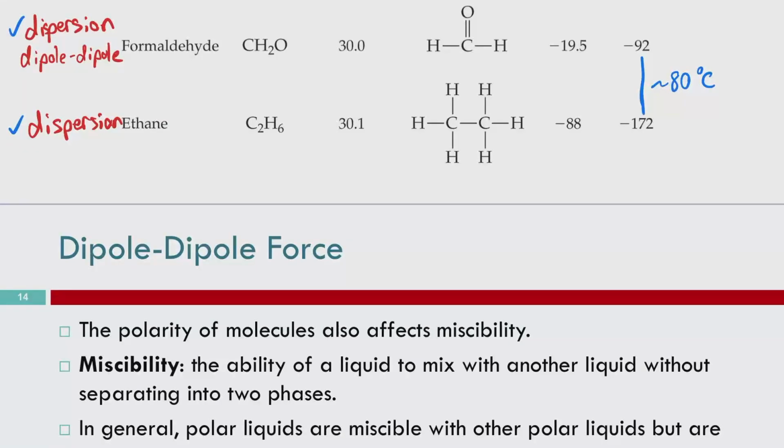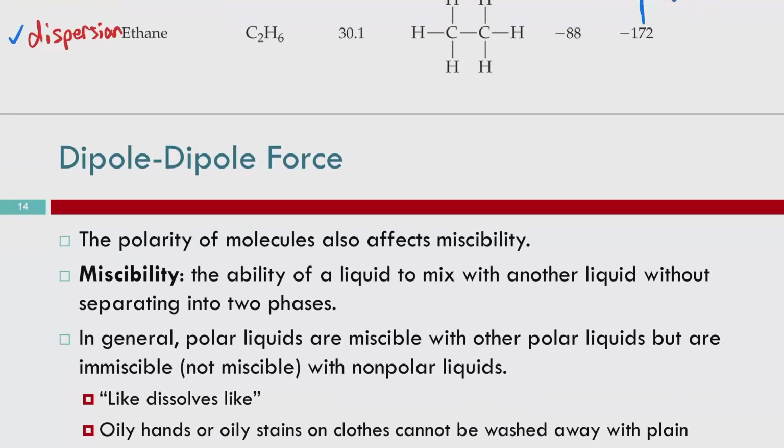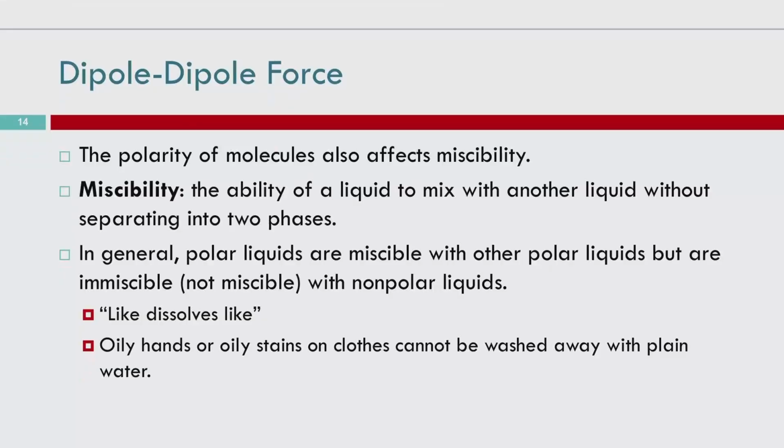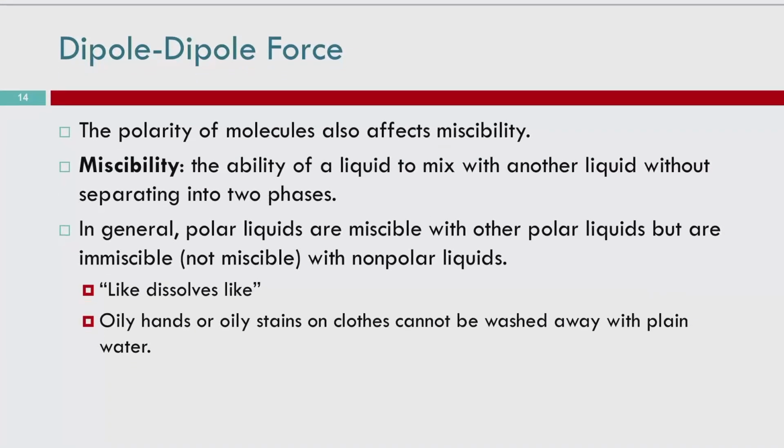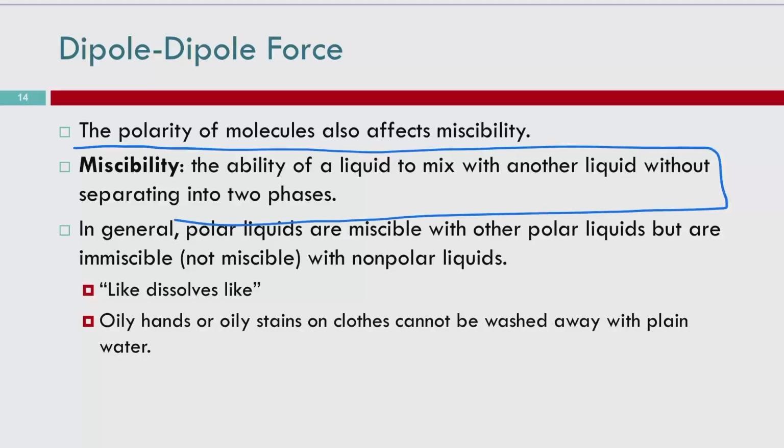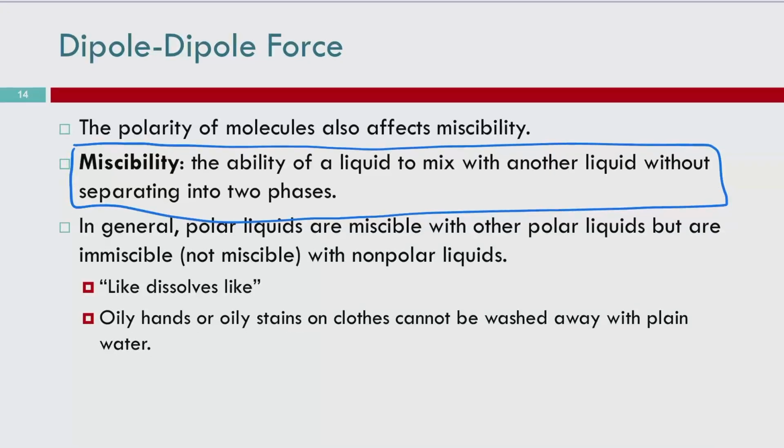The polarity also affects miscibility. So we had talked in a previous lecture about why oil and water don't mix, and that's what we're talking about with miscibility. Miscibility is two things being able to dissolve into each other. The definition that we've got in the slides: the ability of a liquid to mix with another liquid without separating into two phases. Will they form one homogeneous mixture?